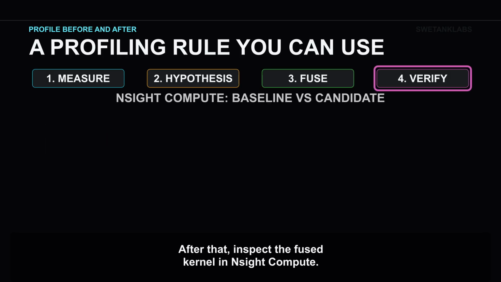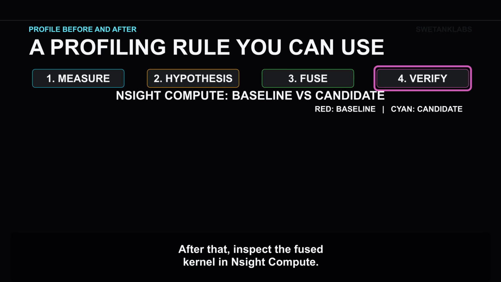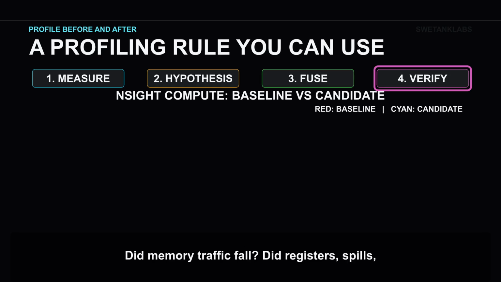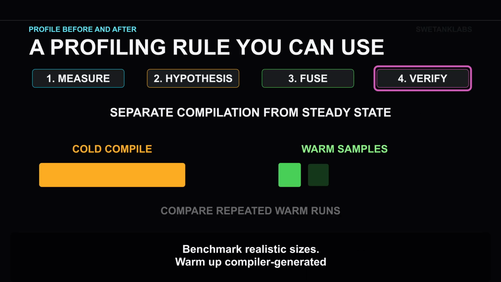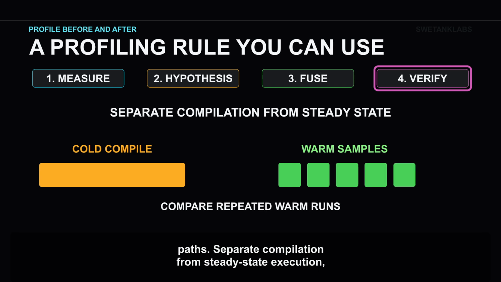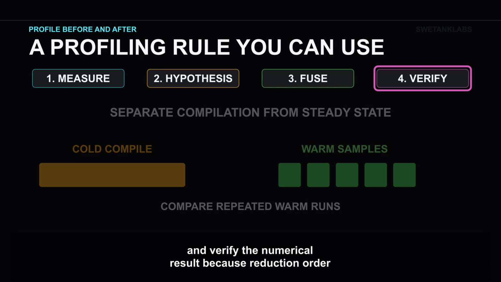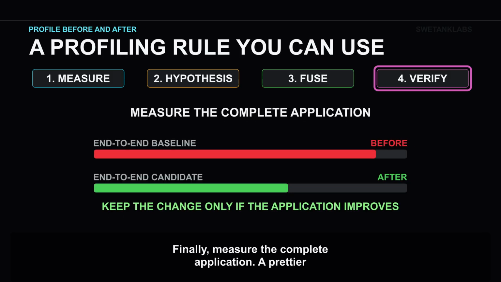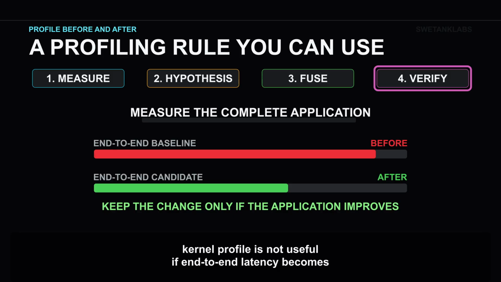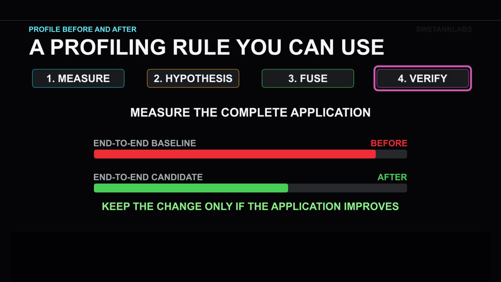After that, inspect the fused kernel in Nsight Compute. Did memory traffic fall? Did registers, spills, occupancy, or kernel duration get worse? Benchmark realistic sizes, warm up compiler-generated paths, separate compilation from steady-state execution, and verify the numerical result because reduction order can change floating point rounding. Finally, measure the complete application. A prettier kernel profile is not useful if end-to-end latency becomes worse somewhere else.